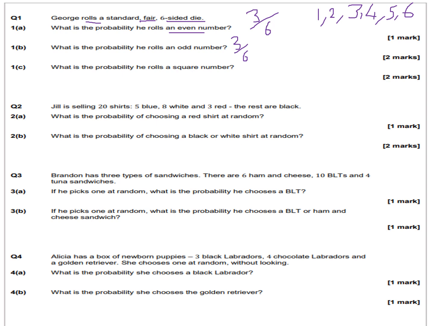For part C, what's the probability that he rolls a square number? Remember, a square number is a number you get by multiplying a number by itself. For example, 1 times 1 is 1, so 1 is a square number. 2 times 2 is 4, so 4 is a square number. 3 times 3 is 9, a square number too, but I can't go past 6 here because it's a 6-sided dice. So I've got 1 and 4, so it's going to be 2/6, or 1/3.